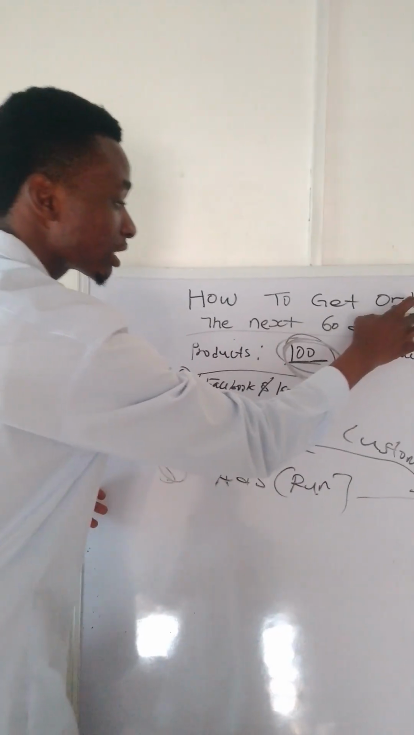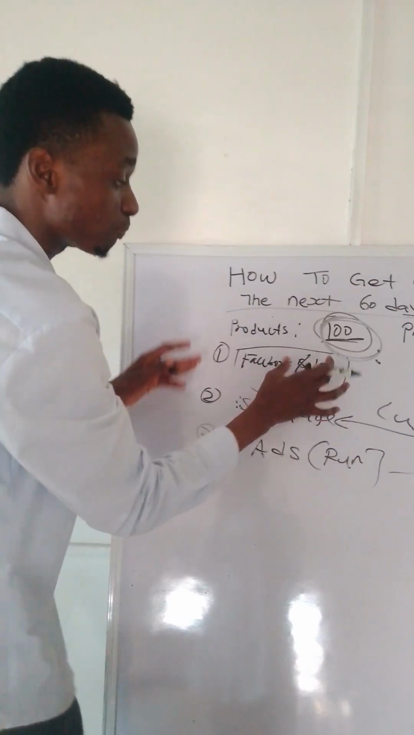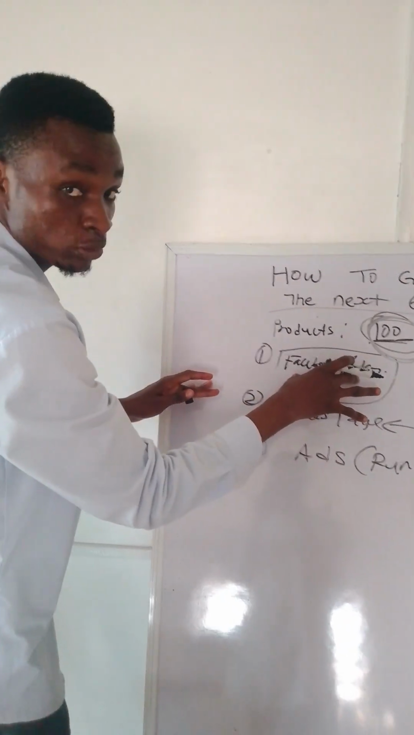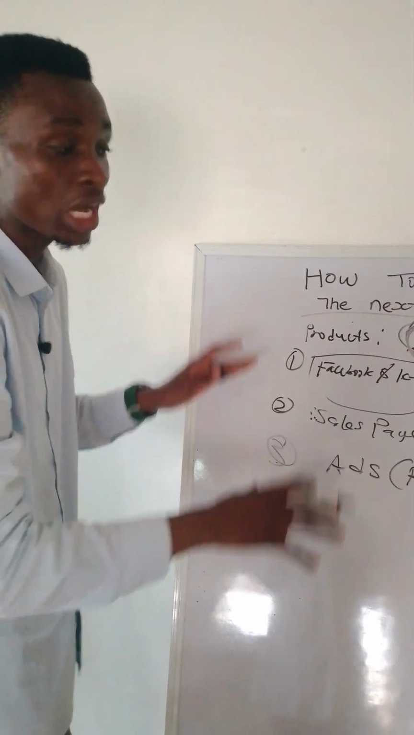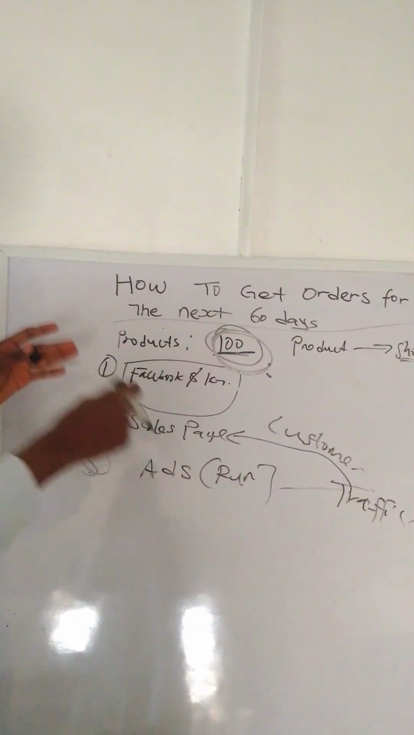If you want to get more orders, more sales in the next 60 days, this is the process you need to follow. Get Facebook handles, get a sales page, run adverts. That is how to run an advert you can use to get more orders this month.